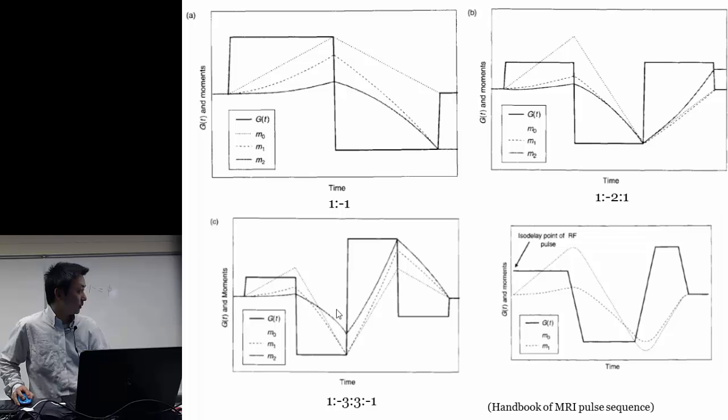But the cost of doing this is, of course, you need a more complicated playout of the gradients. You have to play 4 gradient lobes, which requires a longer time and may also possibly generate more eddy current effect. So most of the time, practically, people just use this 1, minus 2, 1 playout to achieve compensation for constant flow.